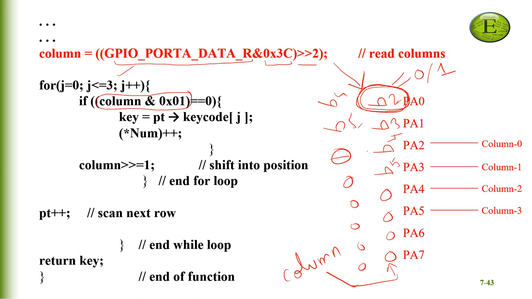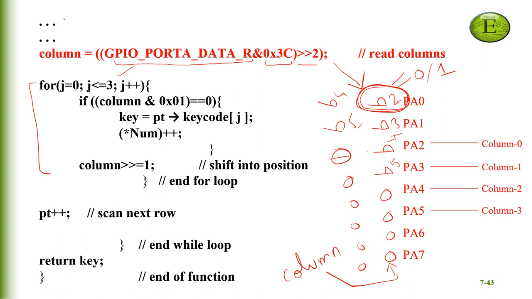Within this while loop, actually. So this column shifting right within this while loop. Remember, there was a while loop over here in the previous slide. So the column shifting right is in the while loop. It is in the for loop. Sorry about that. Yes, the column shifting right is in the for loop.